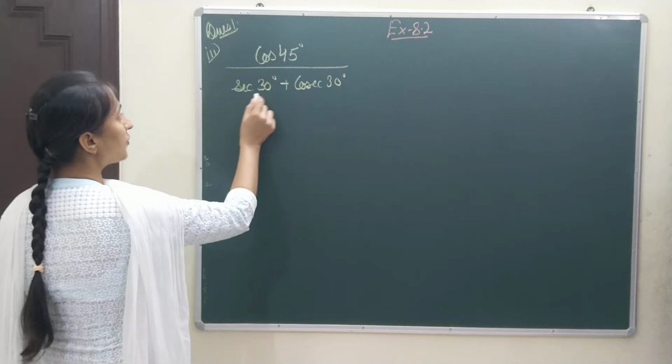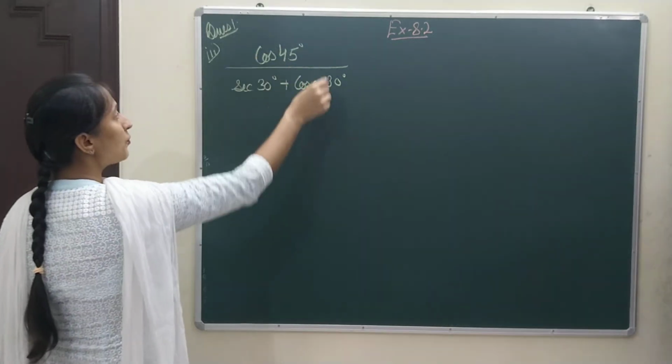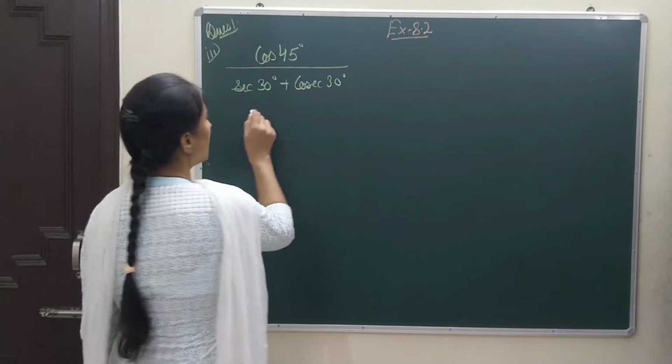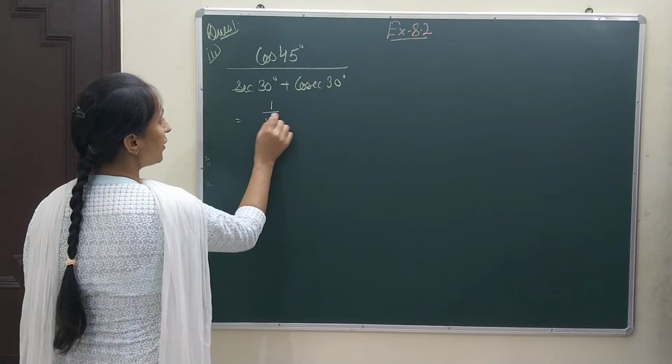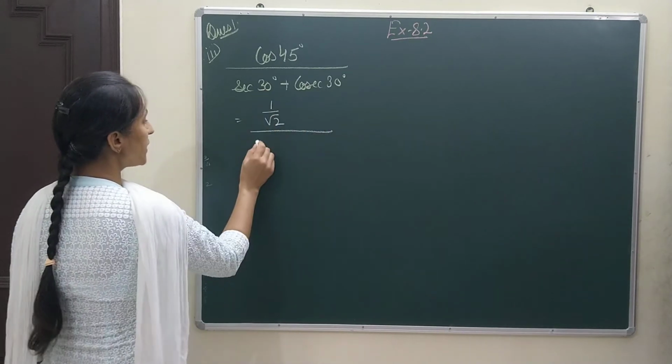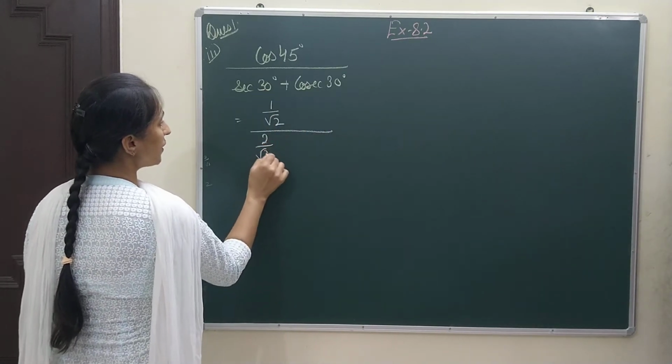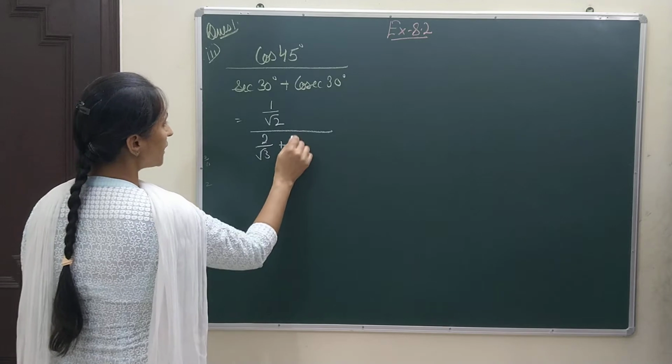Third part, cos 45, secant 30 and cosecant. I have to put the values and then I have to solve. First of all, I will replace the value for cos 45. It is 1 by root 2. Then secant 30, it is 2 by root 3. Then cosecant 30, it is 2.